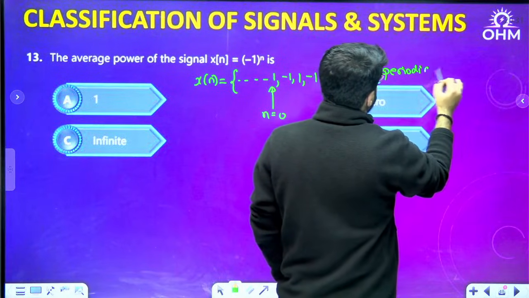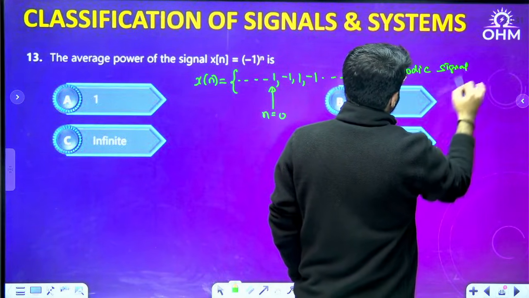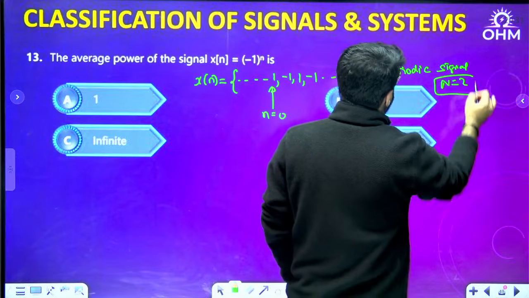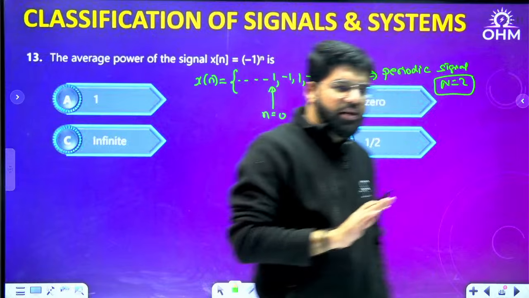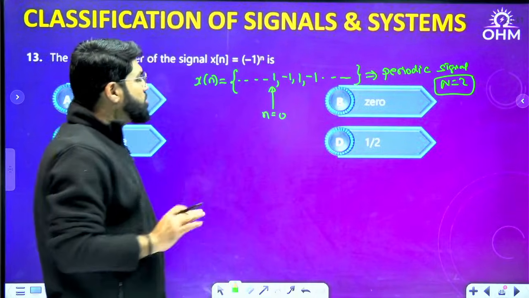It is a periodic signal. How much is the period? The value repeats after every 2 units of time. 1, -1, then again 1, -1. So after every 2 units of time, values are repeating. So the time period is 2.